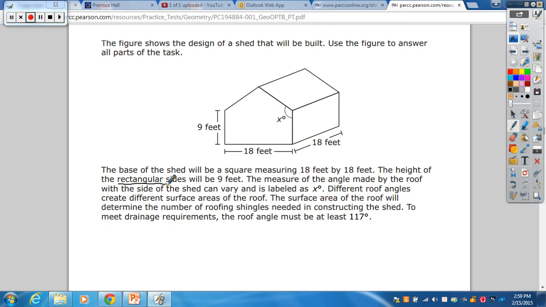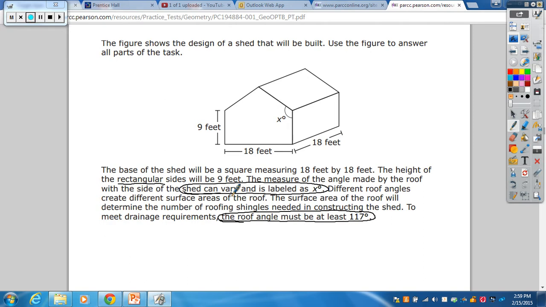To meet drainage requirements, the roof must be at least 117 degrees. I would encourage you, knowing what's going to come up next, to make sure that you highlight any important information within the problem, like "shed may vary and is X." Just keep that in mind because they come back to it, and if you don't remember it, you're going to miss that easy stuff later on.